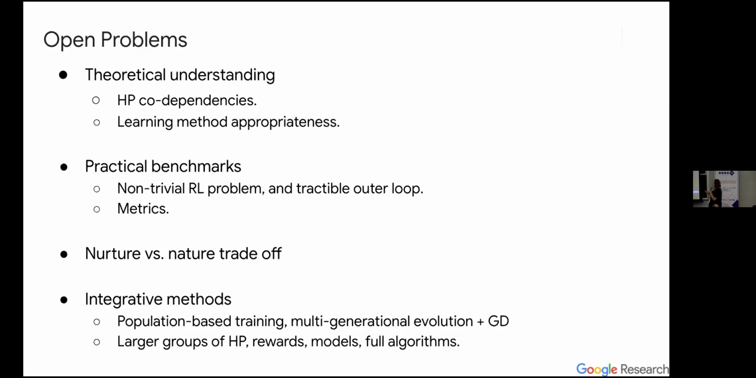The nature versus nurture trade-off, I mentioned: how much data and curriculum and so on versus changing the agent itself matters, and how do we do that together, which is the reason why I'm very excited about population-based training. And then integrative methods. I touched on that. How do we do some multi-generational evolution where we're changing the agent in the process and they're learning from each other, and start tackling larger groups of hyperparameters and so on.